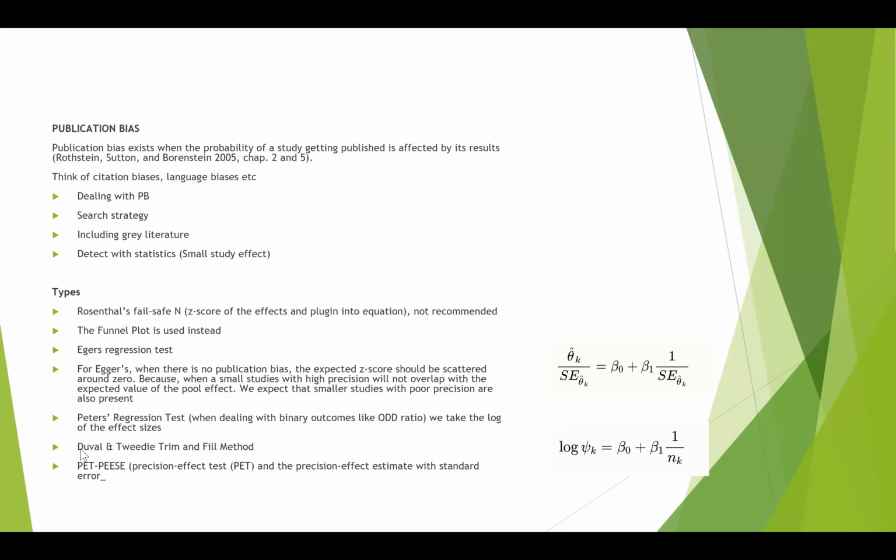And then there are other aspects of it like Duval and Tweedie, trim and fill. So this is a bit of an old way of doing things. This is not necessarily detecting only the publication biases, but after we have detected, what do we do about it? Do we correct it or we leave it? That is where the Duval and Tweedie is coming in. It's trying to trim your studies and fill it in.